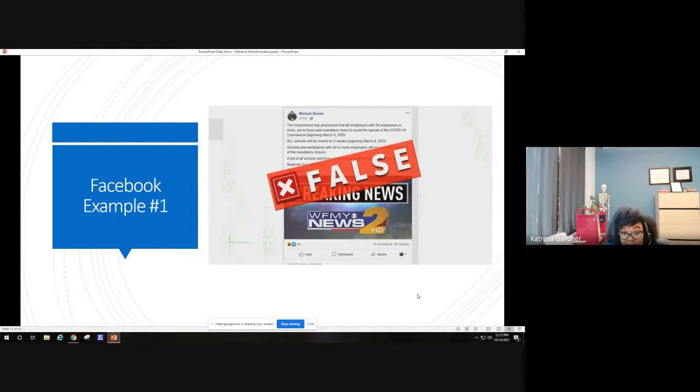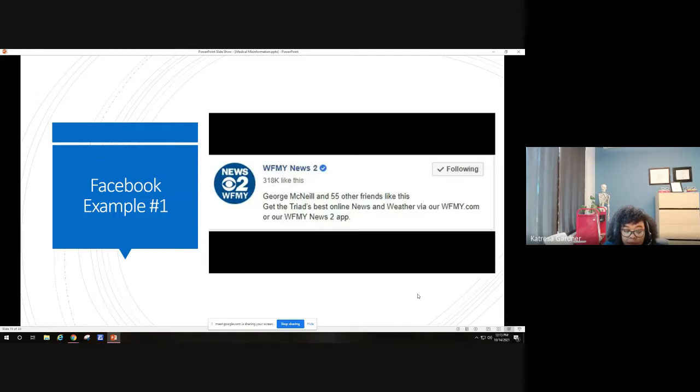Okay, and actually, this particular link, when you click on the link to this post, it takes you to a link of a picture of a gorilla. So we definitely have to be careful when we're looking at things on social media. And one way you can do that is just to verify that the source that you're looking at is a verified source. So actually, for the WFMY News too, if you can see the blue check mark, that's a good indication that you're dealing with the real deal. So it's a verified news account by seeing the blue check mark here on the post.